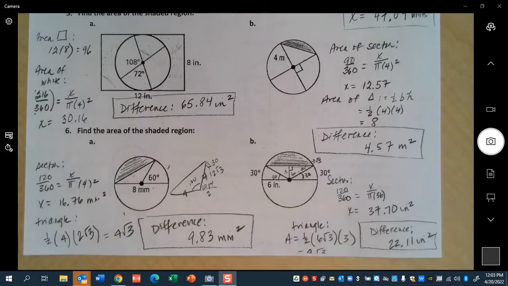So when I'm finding the area of the square, thanks for this review, length times width. And then I could have taken the area of the circle and done lots of different subtractions, but I thought it was easier just to subtract this area. 108 plus 108 is 216, so I have 216. I can combine these like that. So out of this 96, I'm going to take away 30.16 and get that difference.